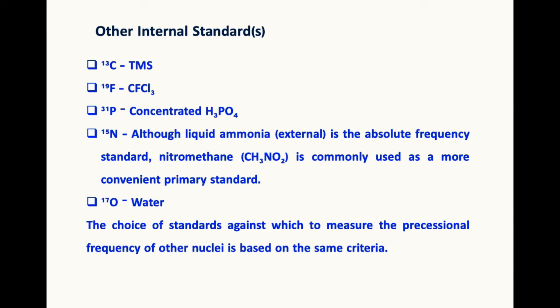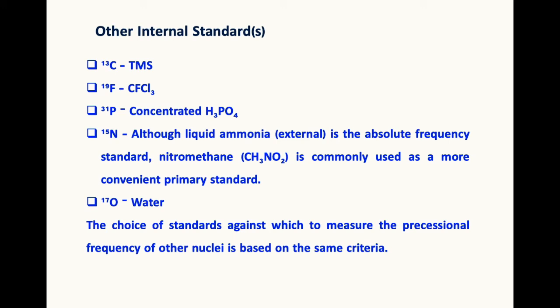And to record the 19F NMR spectrum, we use CFCl3. And to record the 31P NMR spectrum, we use concentrated orthophosphoric acid. And to record the 15N nuclei, we use liquid ammonia. Of course, as you know, liquid ammonia is highly volatile. In general, we don't use liquid ammonia as an internal standard. We use nitromethane as an internal standard.